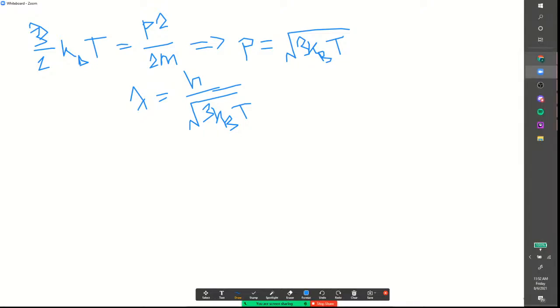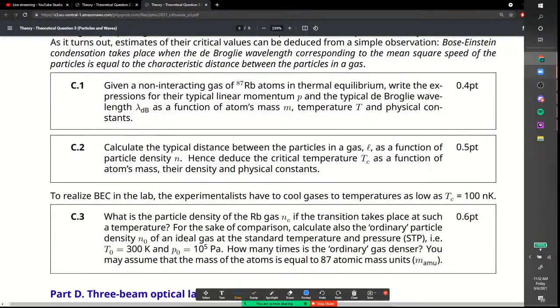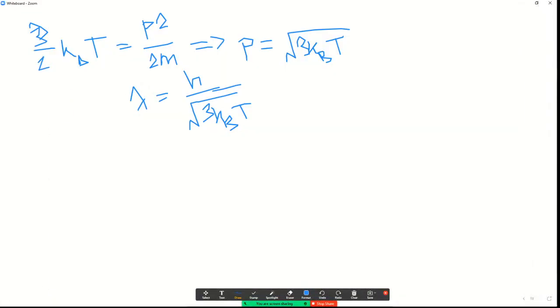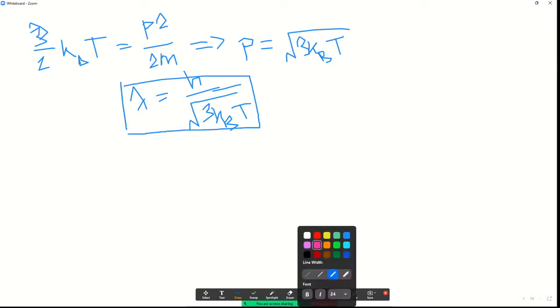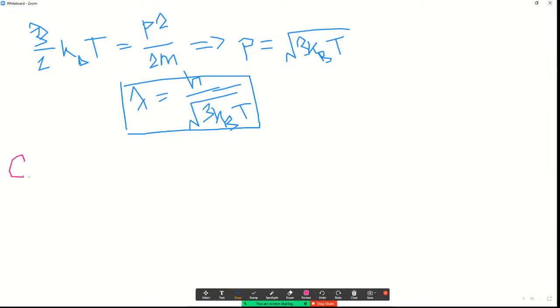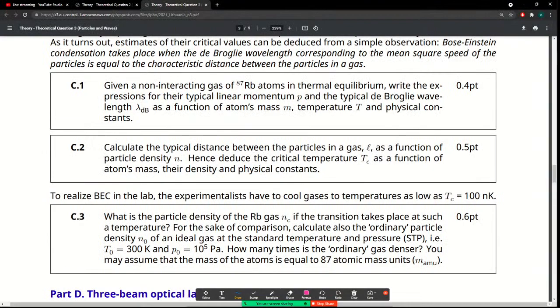Okay. And then C2. Calculate the typical distance between the particles in the gas L as a function of particle density. Is this typical distance same as the critical distance or different? Not sure. Maybe it's just like the average distance.